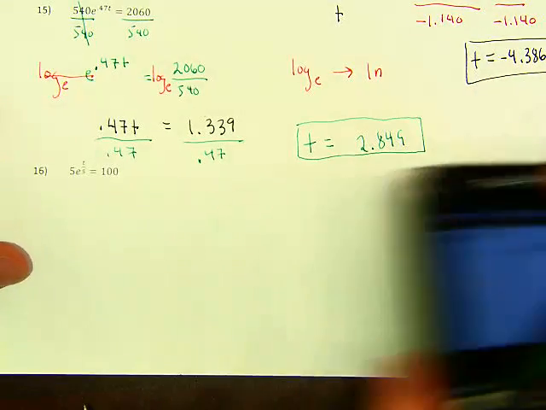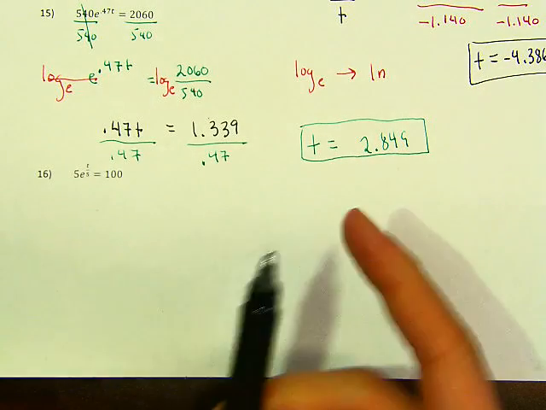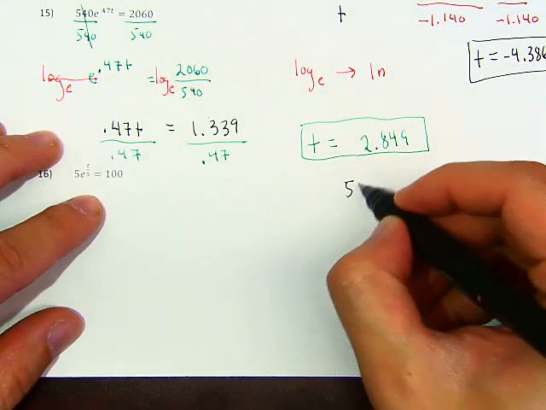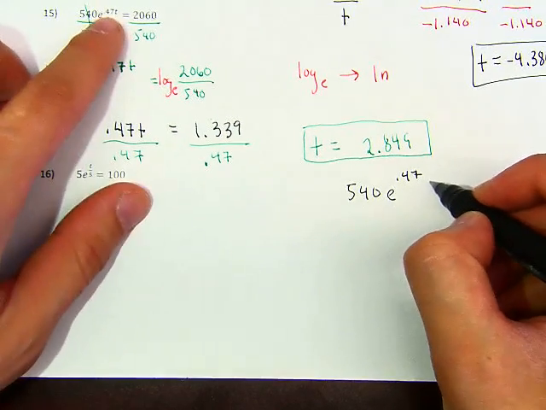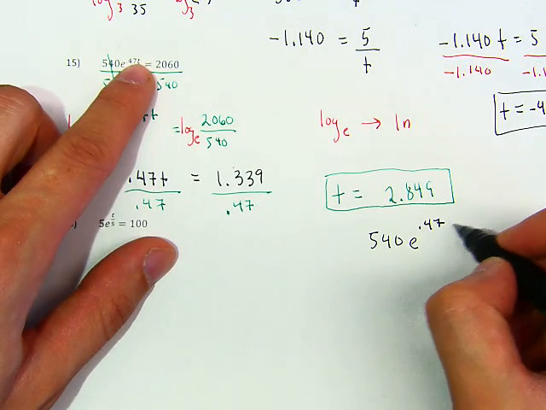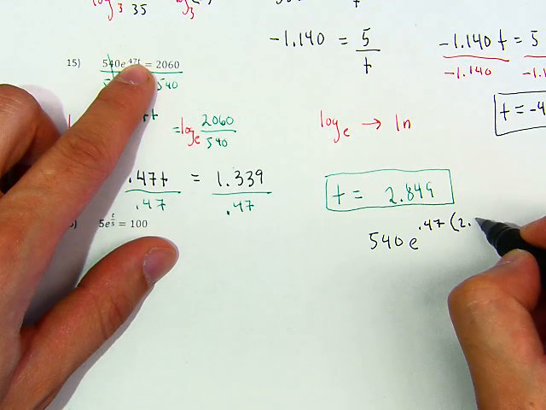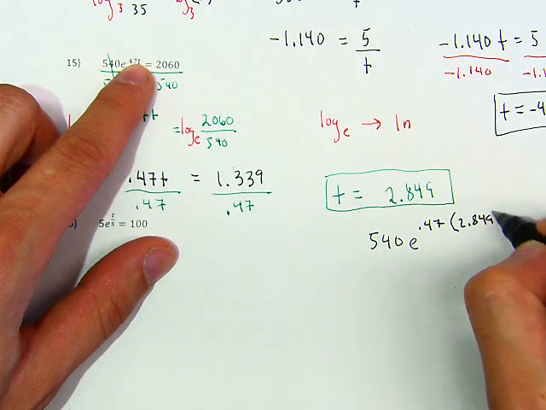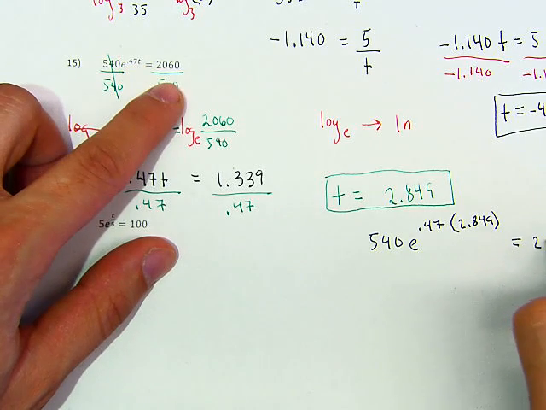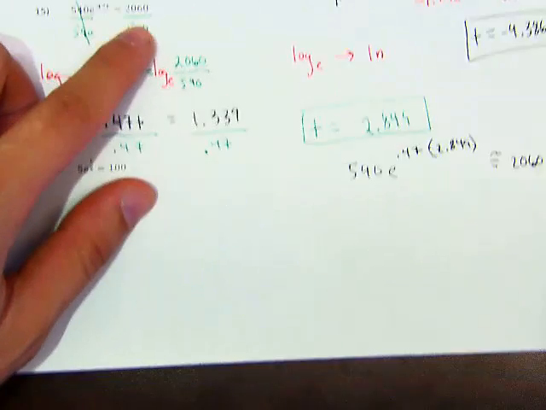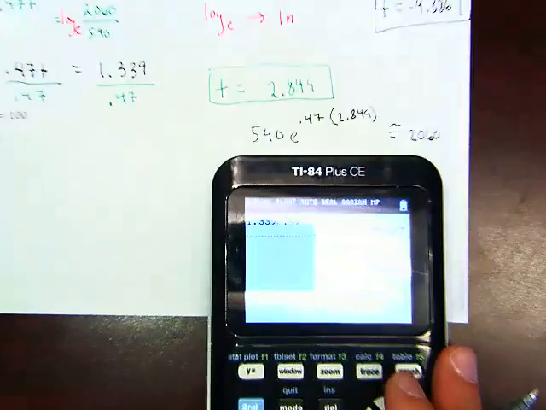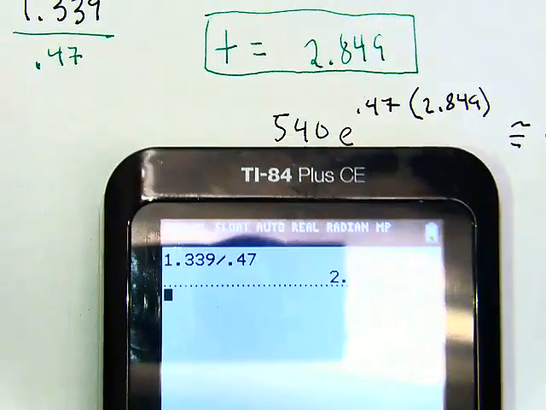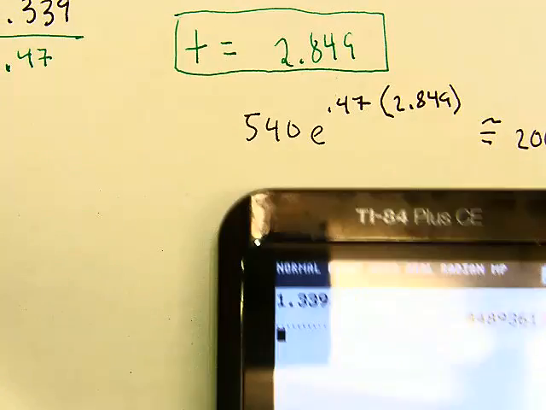Okay. And then how can you check to see that this value actually works? Remember, you just plug it into the original equation. So what was the original equation? It was 540 e to the 0.47 times t, right? So instead of t, let's just check real quick. Let's put 2.849, and this should be very close to 2060, right? So let's put this into the calculator and see if we actually do get this. Okay, so hopefully this will work.